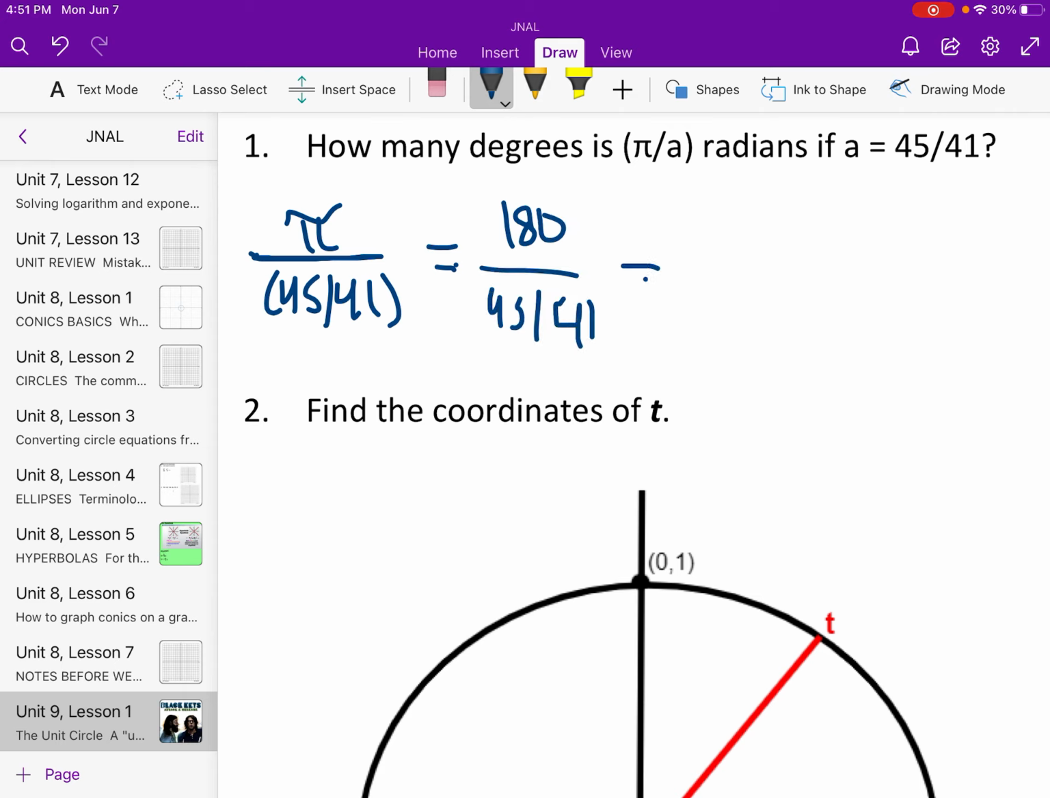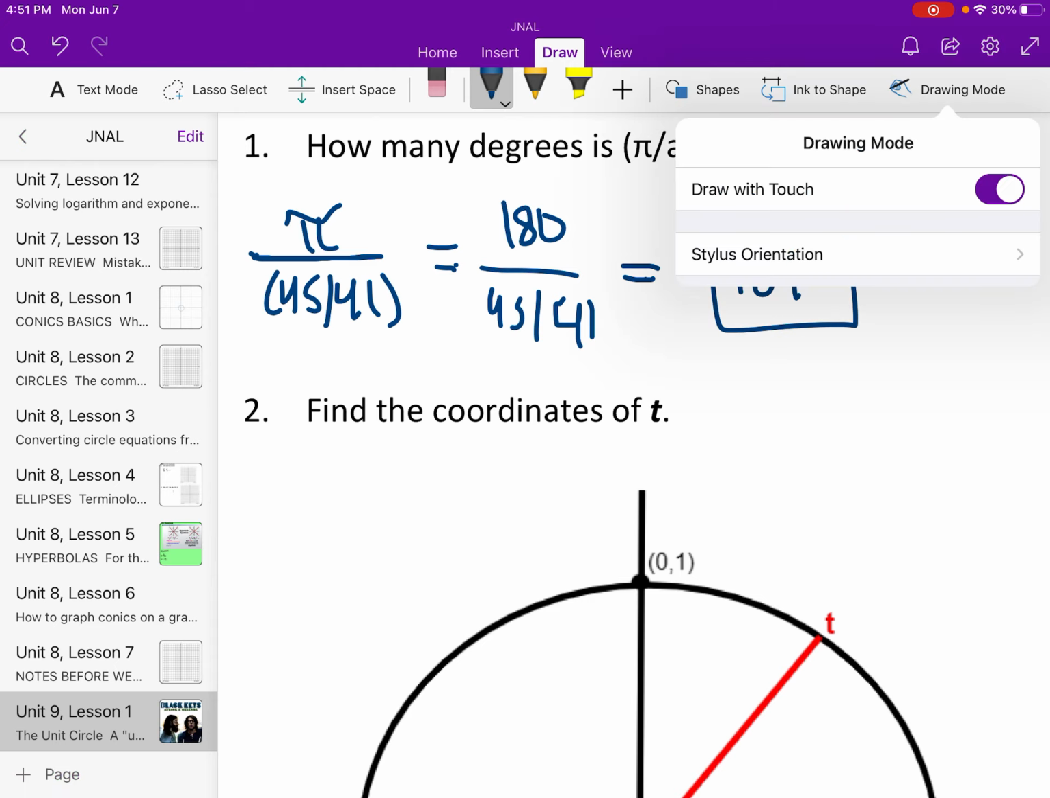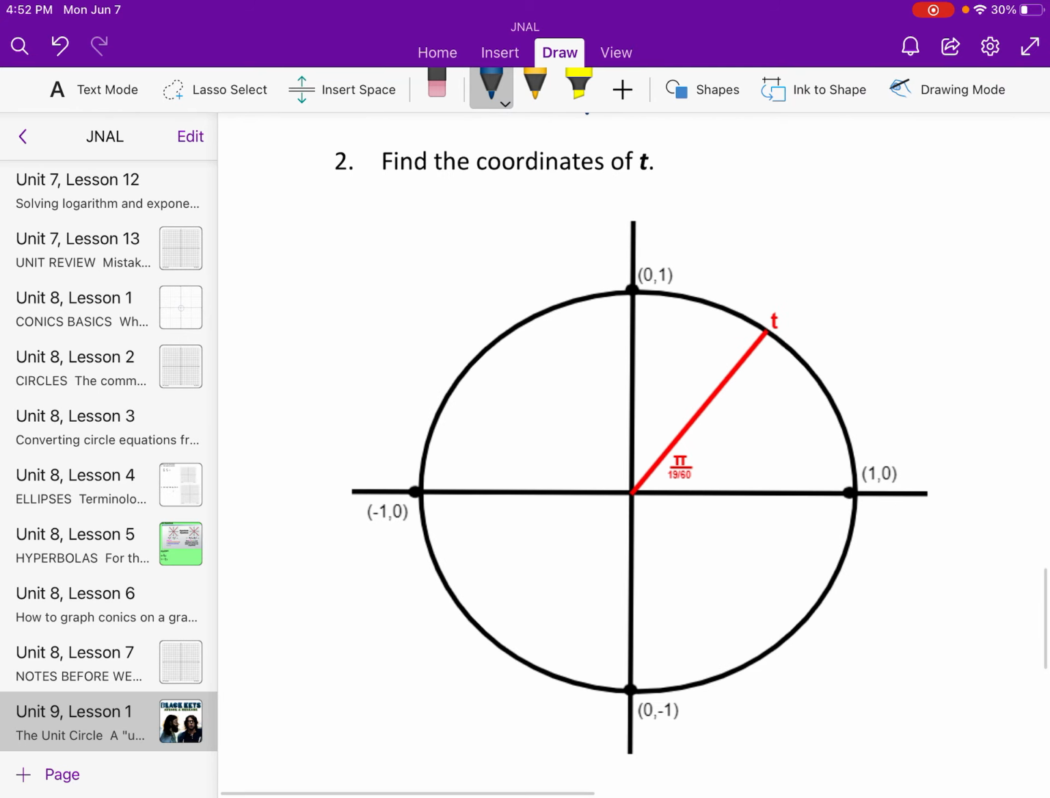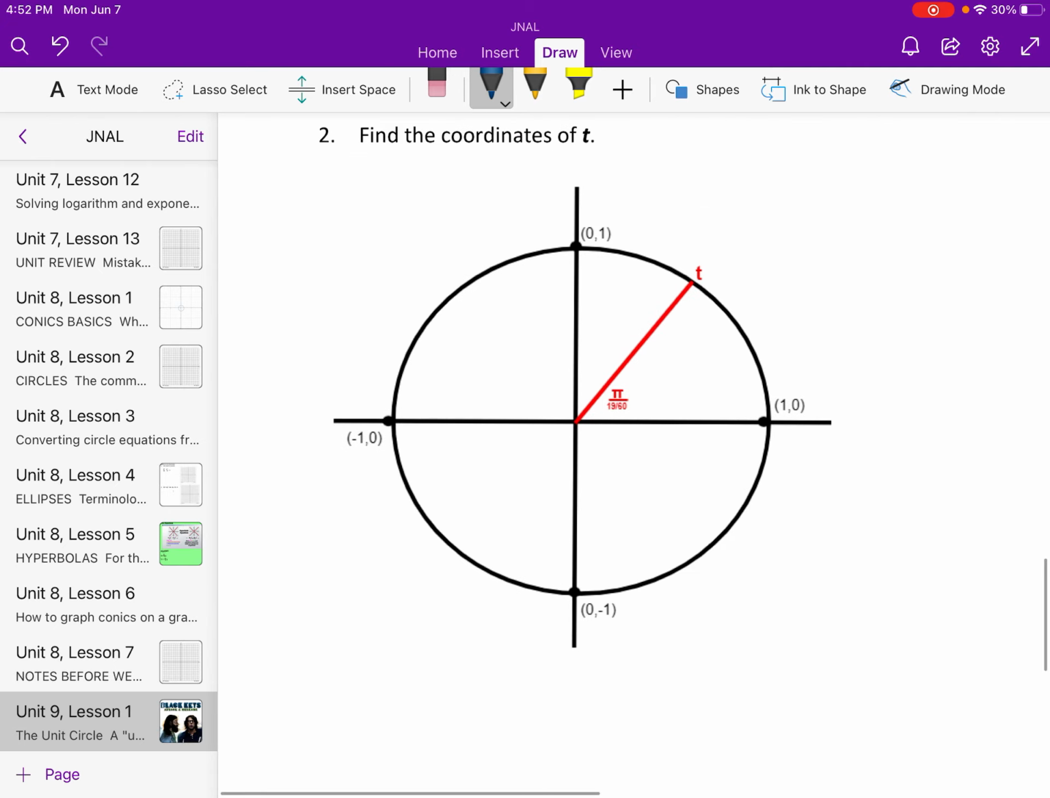So what is 180 divided by 45 over 41? Let's see. 180 divided by 45 over 41 is 164. So pi divided by a radians equals 164 degrees. Okay. Last question. Find the coordinates of t. Well, we already know that the coordinates of t will be cosine of theta, sine of theta. That is already what we know.